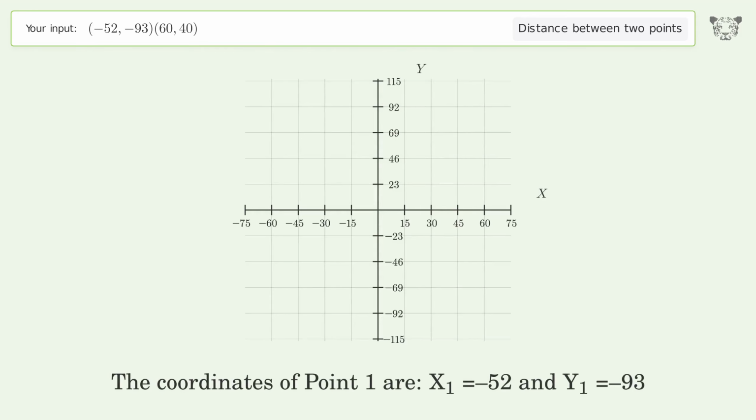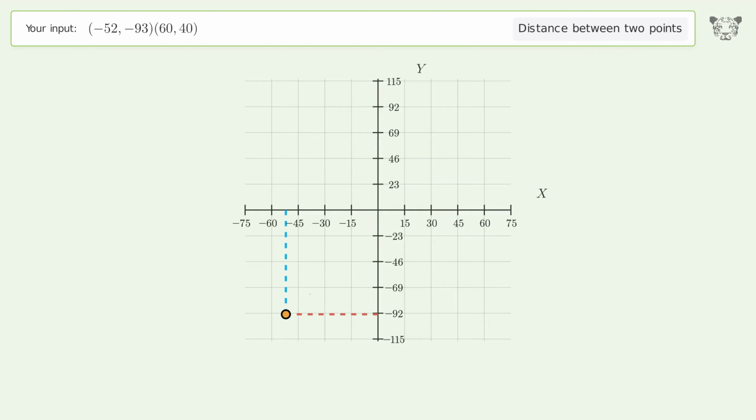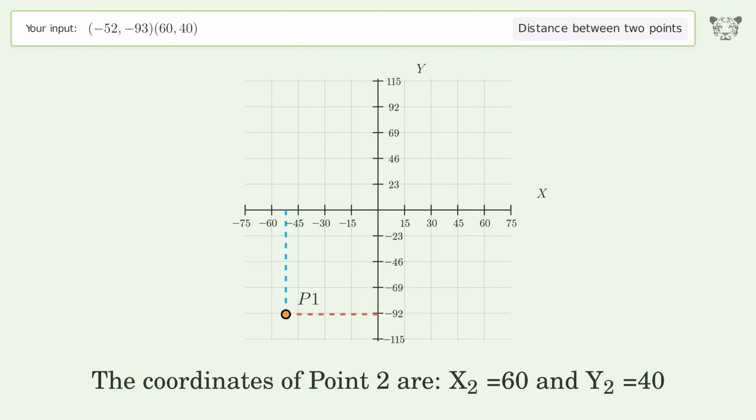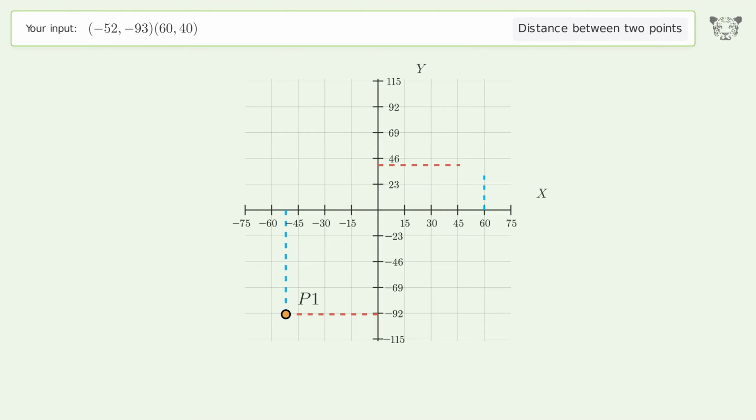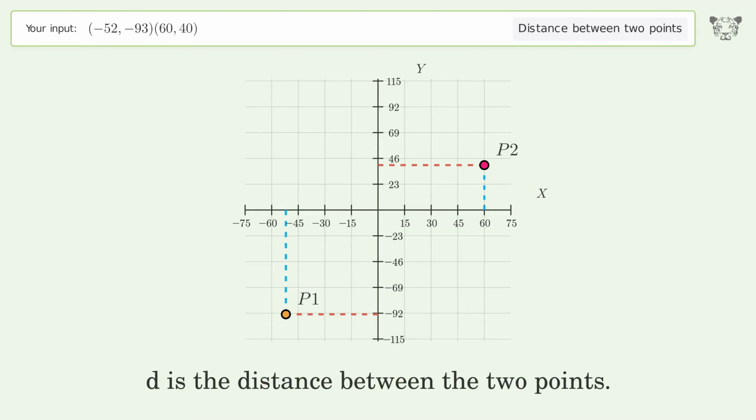The coordinates of point 1 are x1 equals -52 and y1 equals -93. The coordinates of point 2 are x2 equals 60 and y2 equals 40. D is the distance between the 2 points.